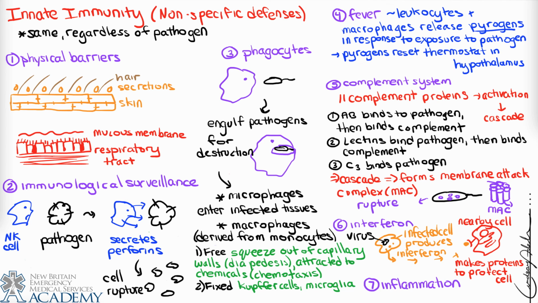And so these are just the ways that the body can try to protect itself generically. But if the body needs a more specific response or needs a more aggressive management of a particular problem, we move on to the adaptive immunity, or the specific defenses.